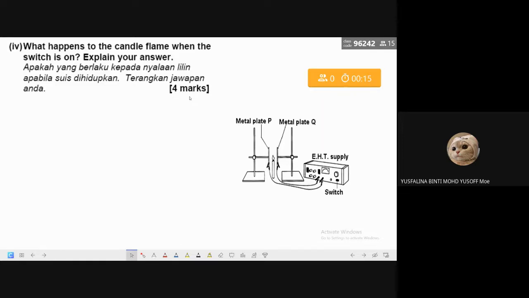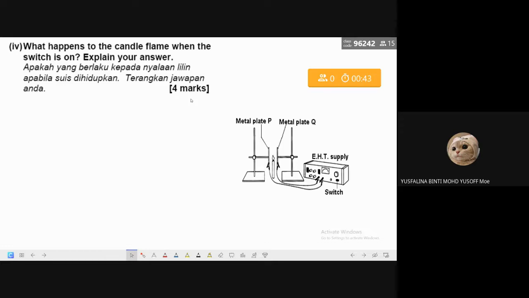If you want to use more than 4 points, it's okay. It doesn't matter, it doesn't have to be exactly 4 points. It can be more than that, as long as the points that you state have marks. So you need to say what happened, what charge the metal plate P has, what charge metal plate Q has. Then maybe you can use a diagram to describe what happened. So you can draw.